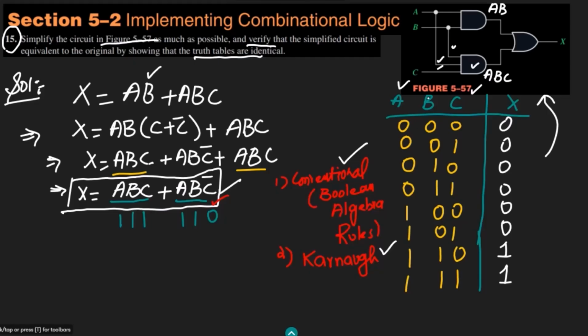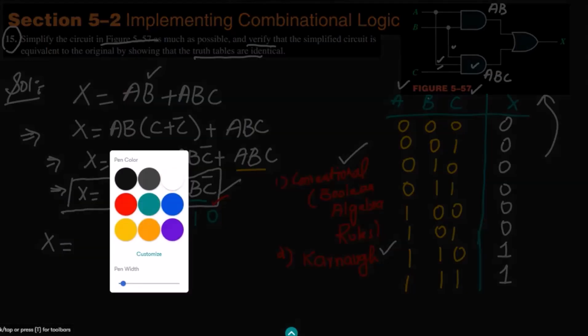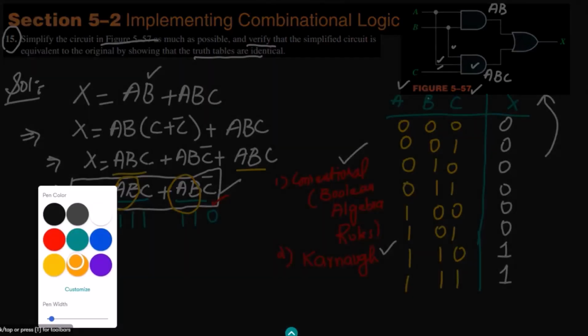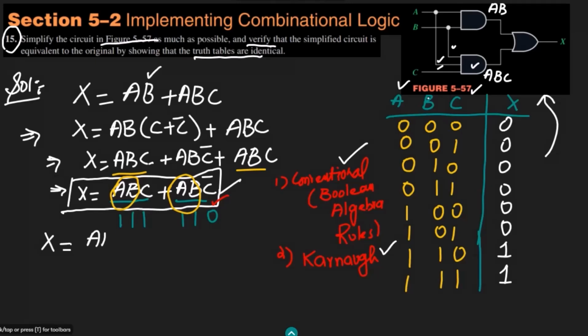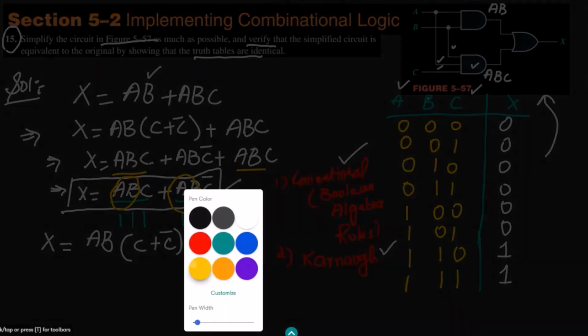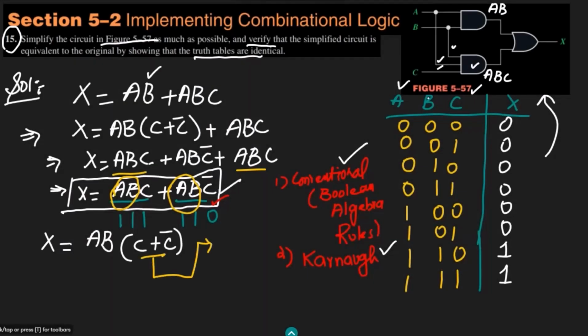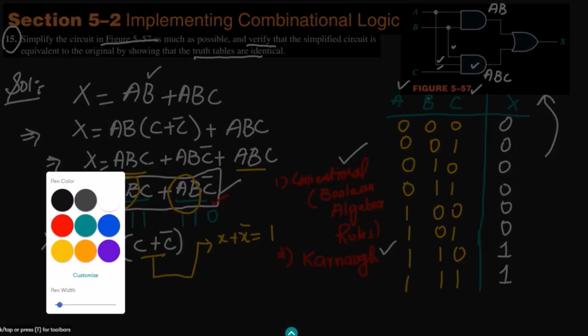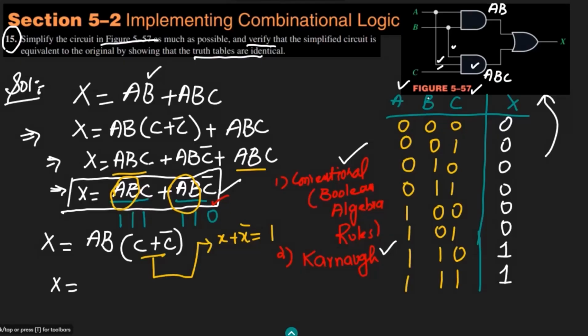Here I can see that this is the expression, and in the two terms this AB is common between them. Taking it common, I will get C plus C complement, and according to the rules of Boolean algebra, X plus X complement is always equal to 1. Therefore the output of it will be X equal to AB multiplied by 1.